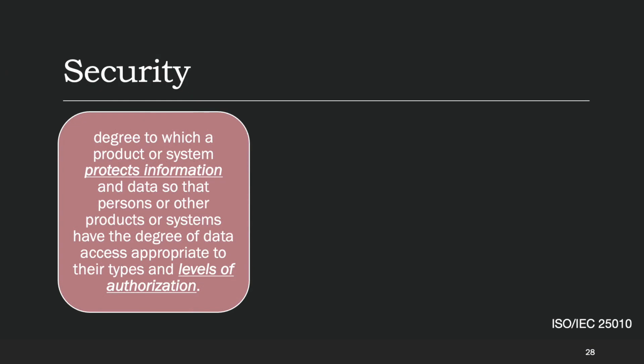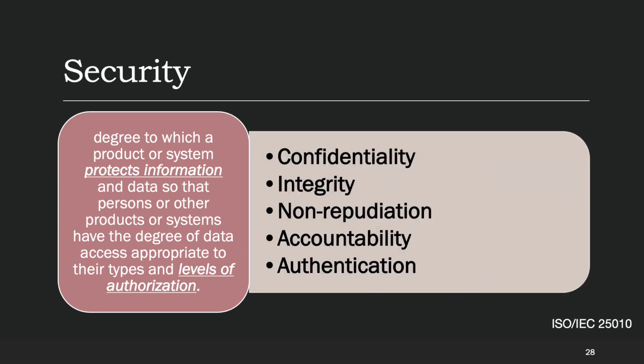Security is the degree to which a system can protect information and data so that the involved entities that are communicating with the system have access appropriately according to the levels of authorization. So there are several sub-characteristics of security. Confidentiality is the first, which is a degree to which a system ensures that data are accessible only to those that have the right permissions. In other words, confidentiality is the absence of an unauthorized disclosure of information.